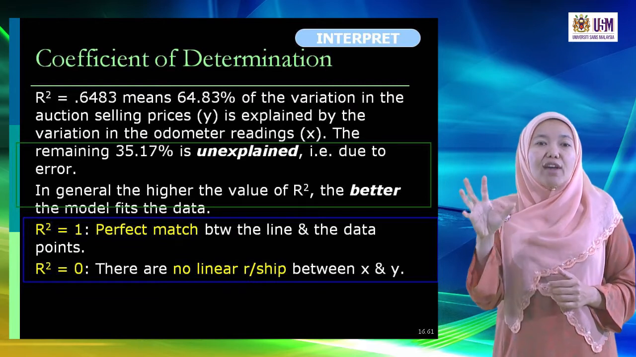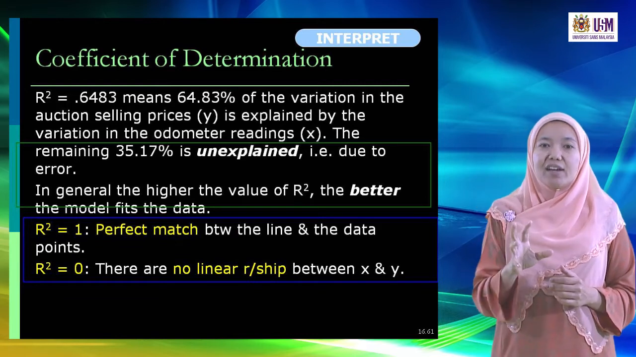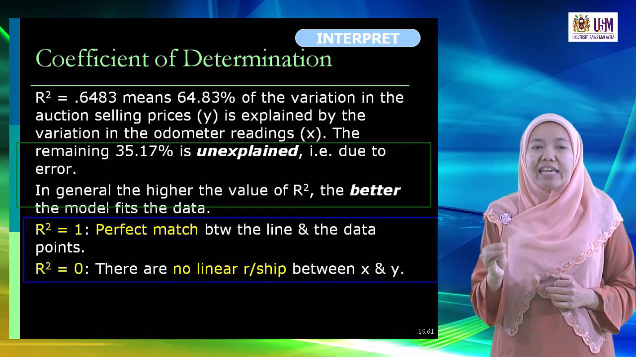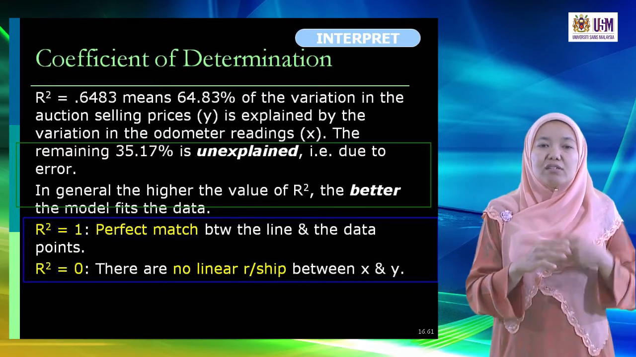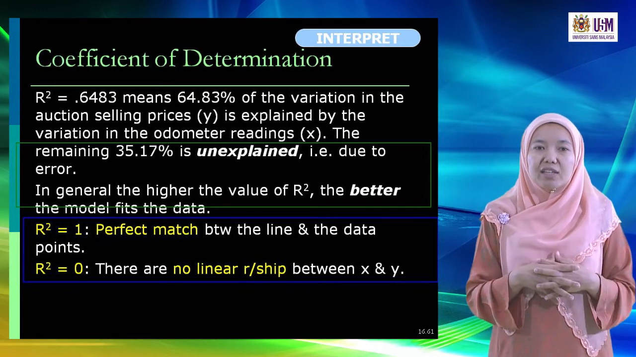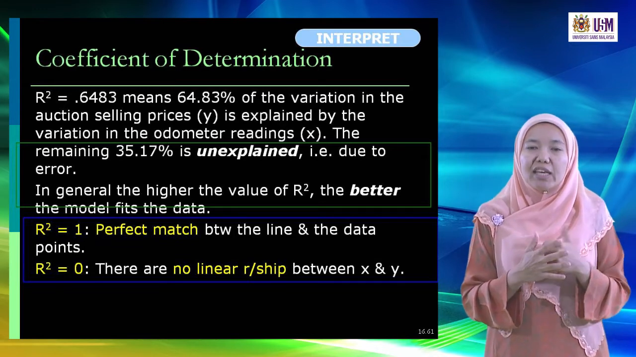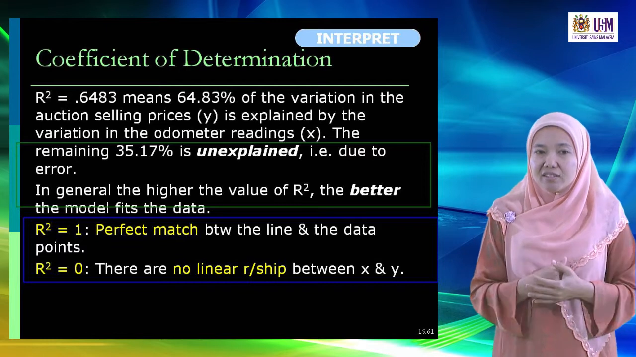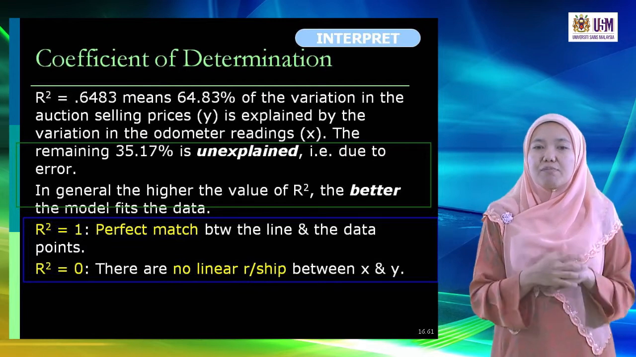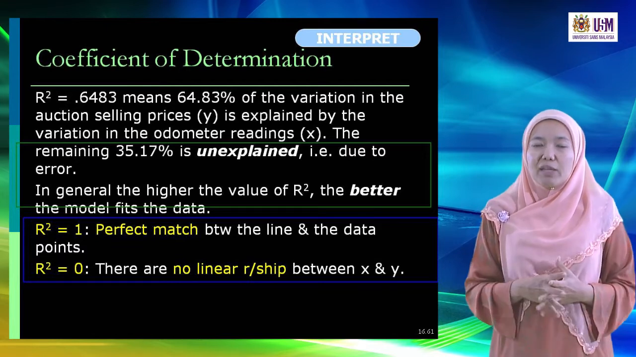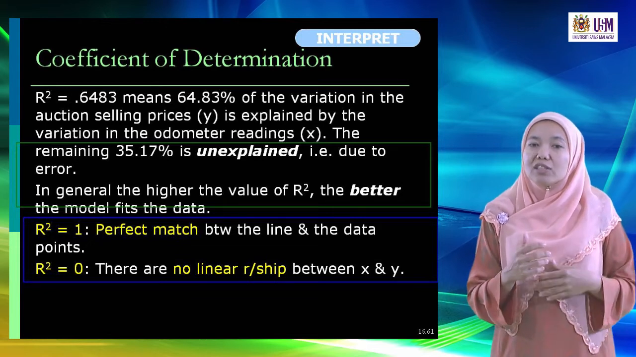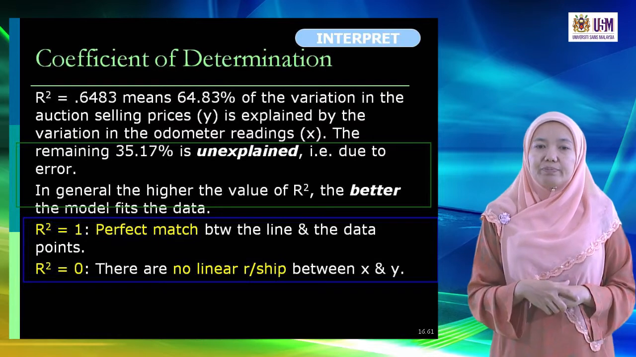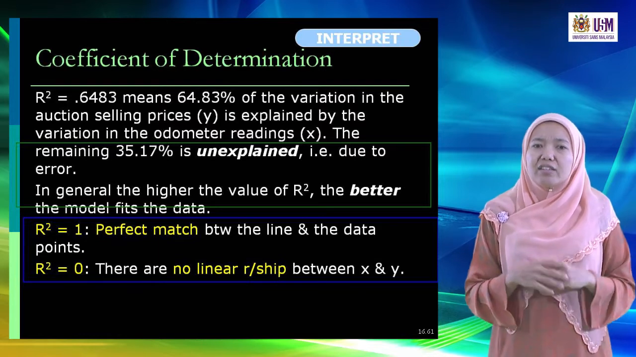It means that 64.83% of the variation in the auction selling price, Y, is explained by the variation in the odometer reading. So the rest, remember we have 100%, so 100% minus 64.83%, the remaining 35.17% is unexplained. This is due to error, or due to other variables that you don't account for in your model. So in this case, is it good?